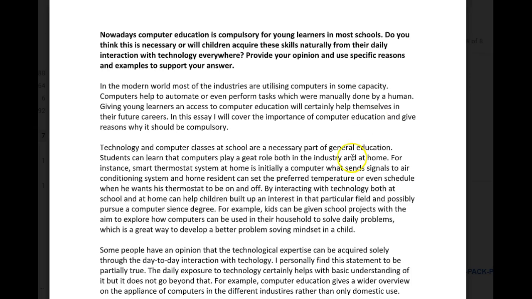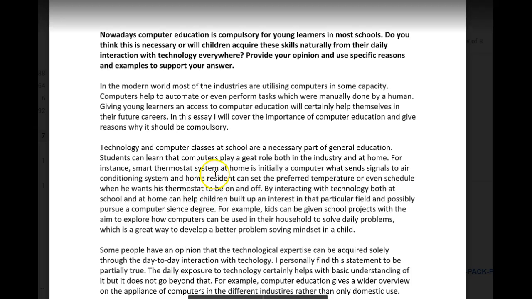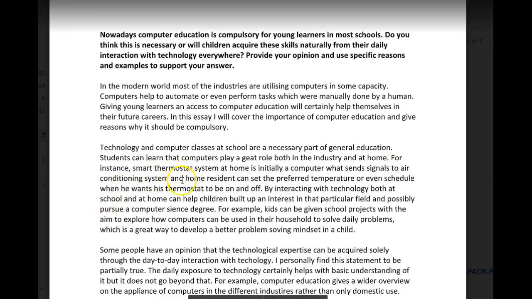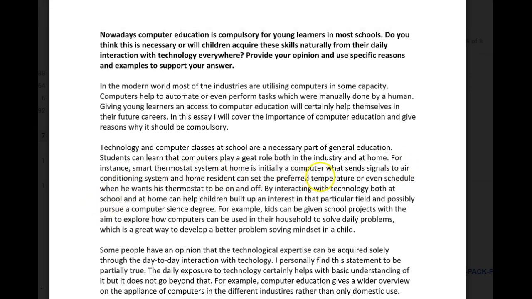Okay, good. Technology and computer classes at school are a necessary part of general education. Students can learn that computers play a great role both in the industry and at home. For instance, smart thermostat systems at home, or how about this? A smart thermostat system at home is initially a computer which sends signals to an air conditioning system, and the home resident can set the preferred temperature or even schedule when he wants his thermostat. Why are we going on and on about this thermostat?